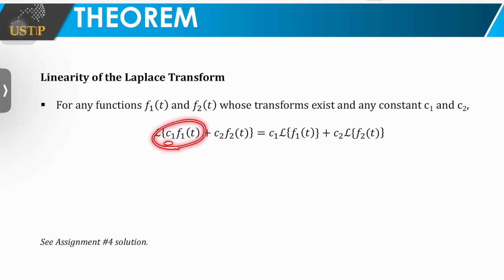C is a constant, no? F is a function, all right? And then plus C2F2T of T. Meaning another function of T multiplied by some constant. Kung kuhaon na ni mo ang Laplace transform anang sum sa duha class, it's just equivalent to getting the Laplace transform of C1.